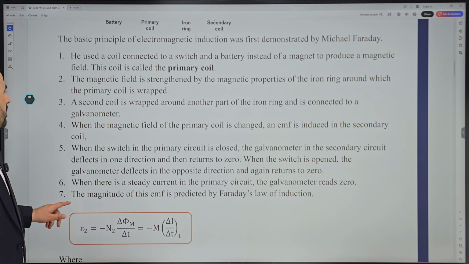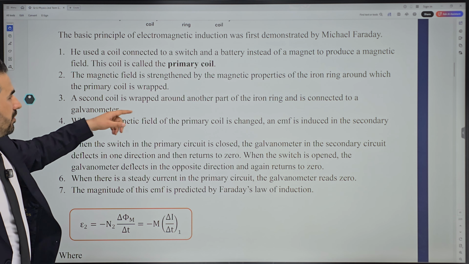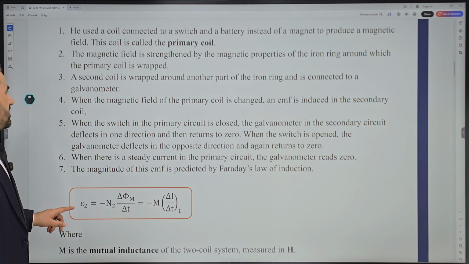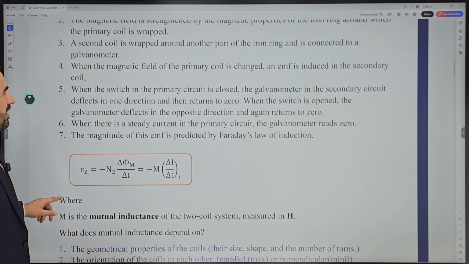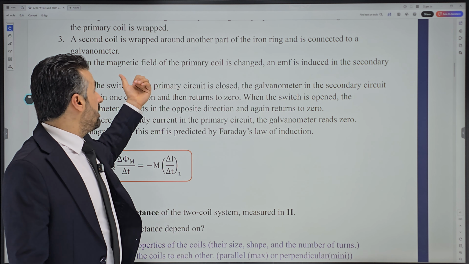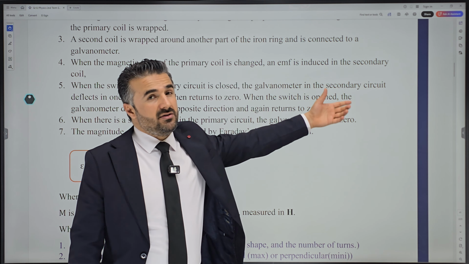A second coil is wrapped around another part of the iron ring, and that is with a galvanometer. That would be the secondary coil. When the magnetic field of the primary coil is changed, EMF is induced in the secondary.